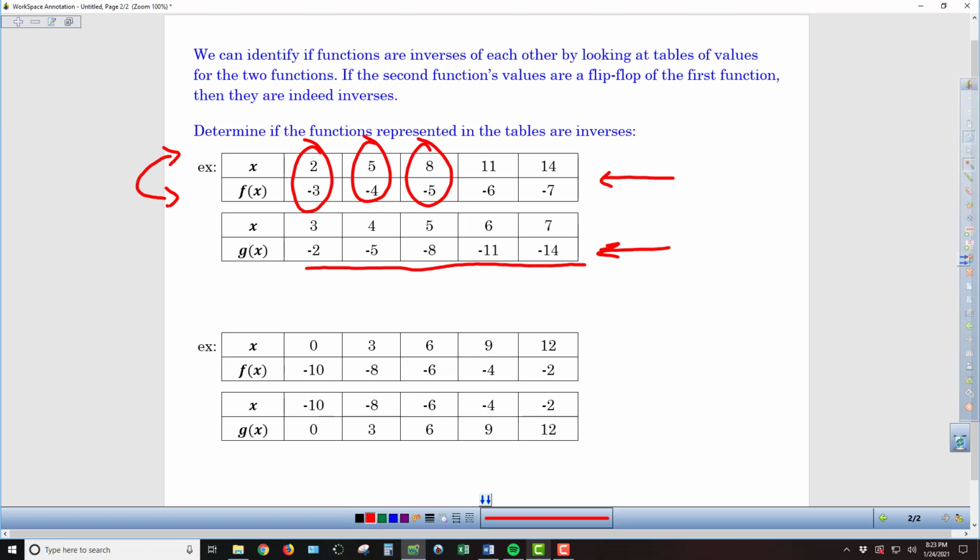So it should be 2, 5, 8, 11, 14 for g of x, and then negative 3, negative 4, negative 5, negative 6, negative 7 for x. So in this case, these are not inverses.